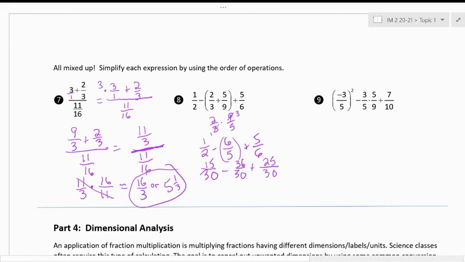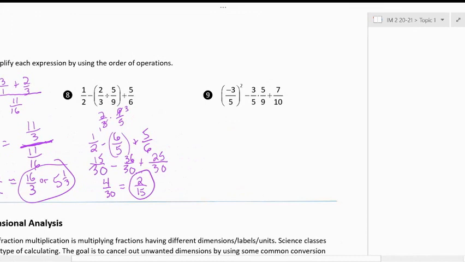Now, we just add them up. 15 minus 36 is negative 21. Negative 21 plus 25 is 4. And we can simplify that by 2. So we get 2 over 15. So not too scary. Last one, number 9.